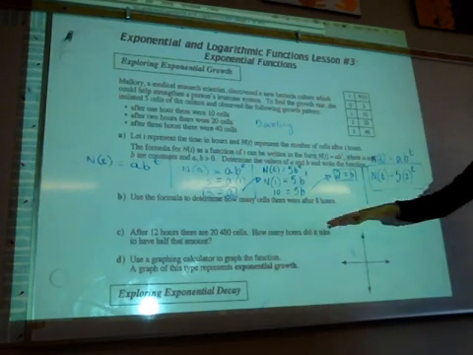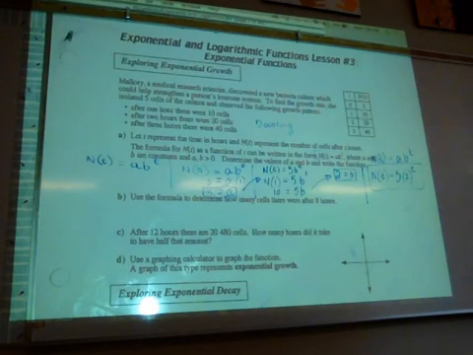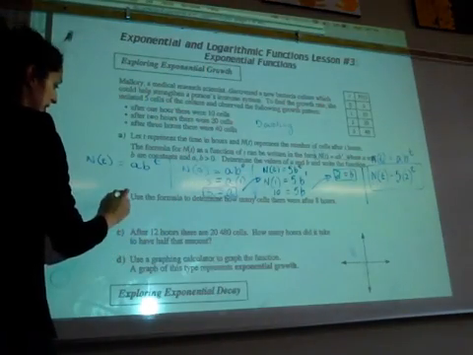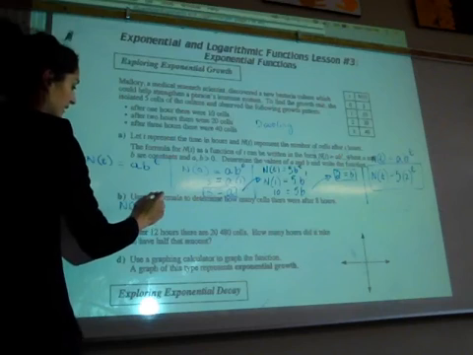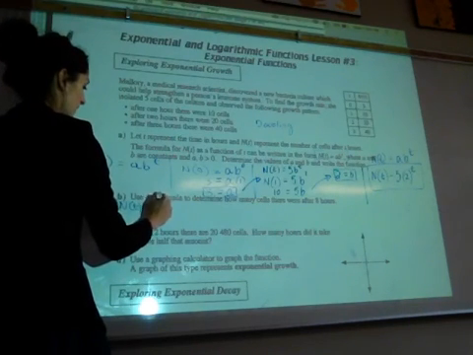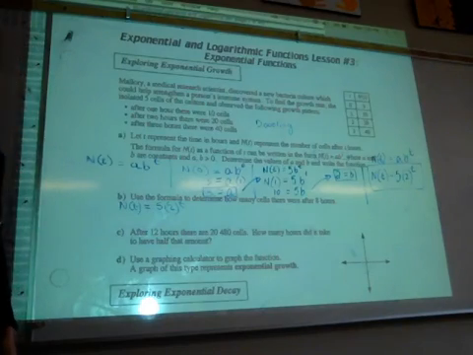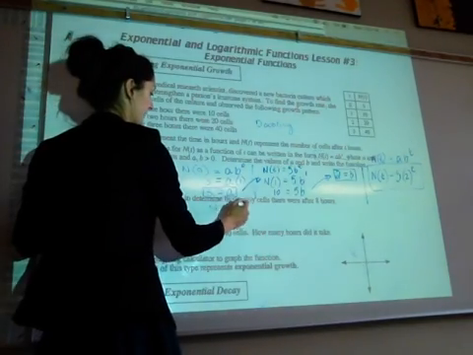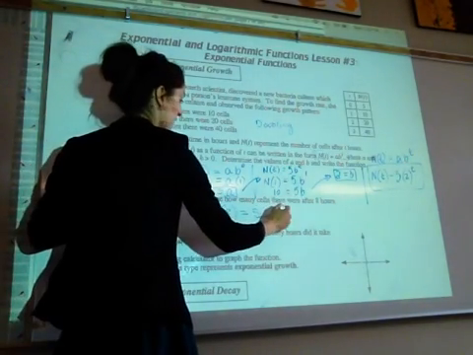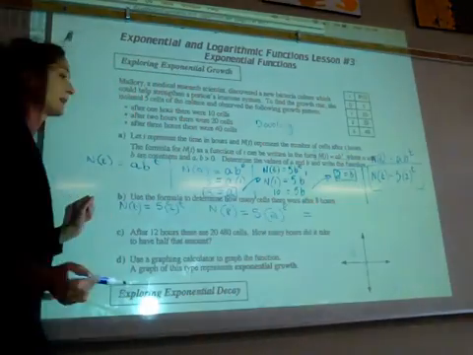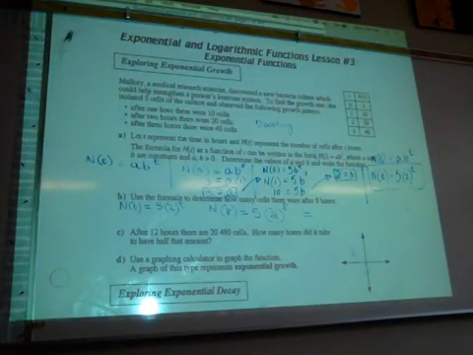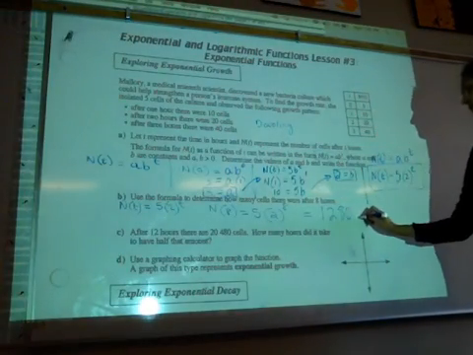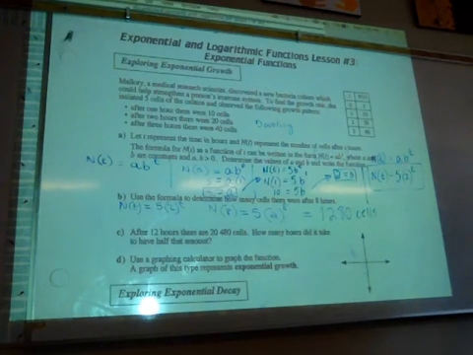For part B, we're going to use the formula to determine how many cells there were after 8 hours. Okay, so now that we have the function formula, we can just calculate. Instead of t, we're going to plug in 8. After 8 hours, we're just going to find out what is n of 8. We multiply 5 times 2 to the power of 8. And when we calculate that, what do you guys get? Good. So 1,280, and that's how many cells there are after 8 hours.